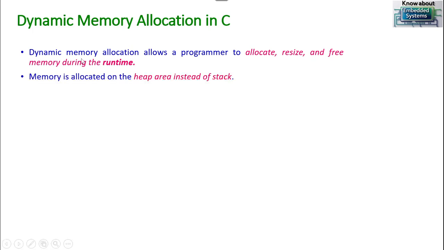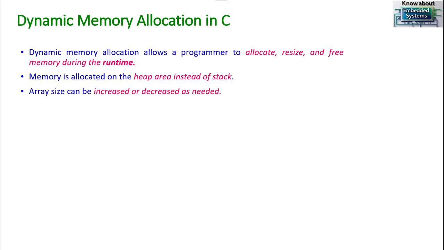So what is the difference between dynamic and static memory allocation? Usually, regular static memory allocation allocates memory in the stack. But in the case of dynamic memory allocation, the memory will be allocated in the heap area of your RAM. So this is the major difference between static memory allocation and dynamic memory allocation.